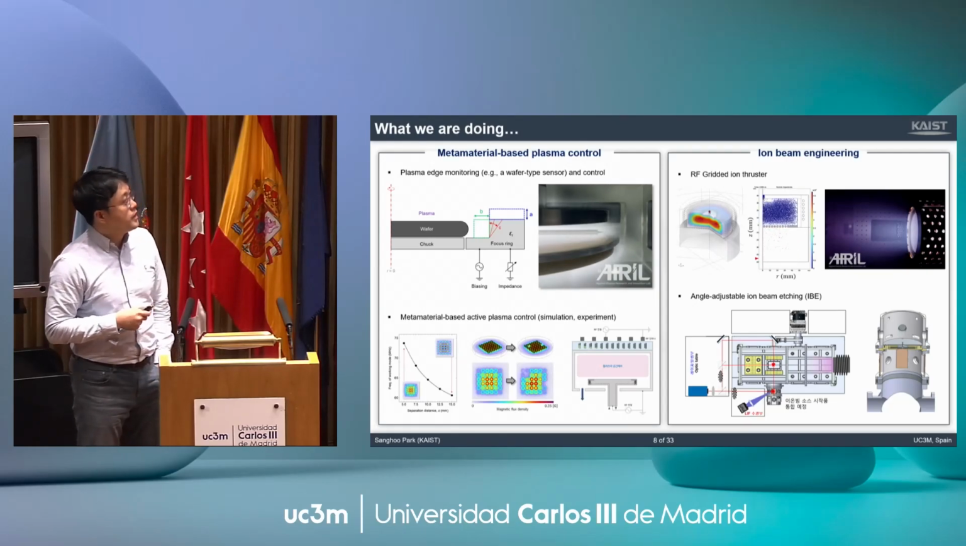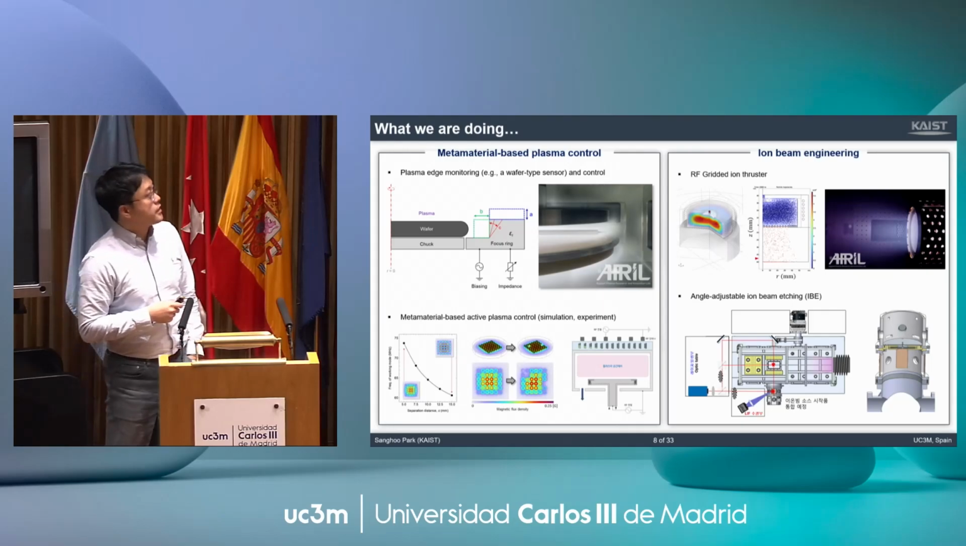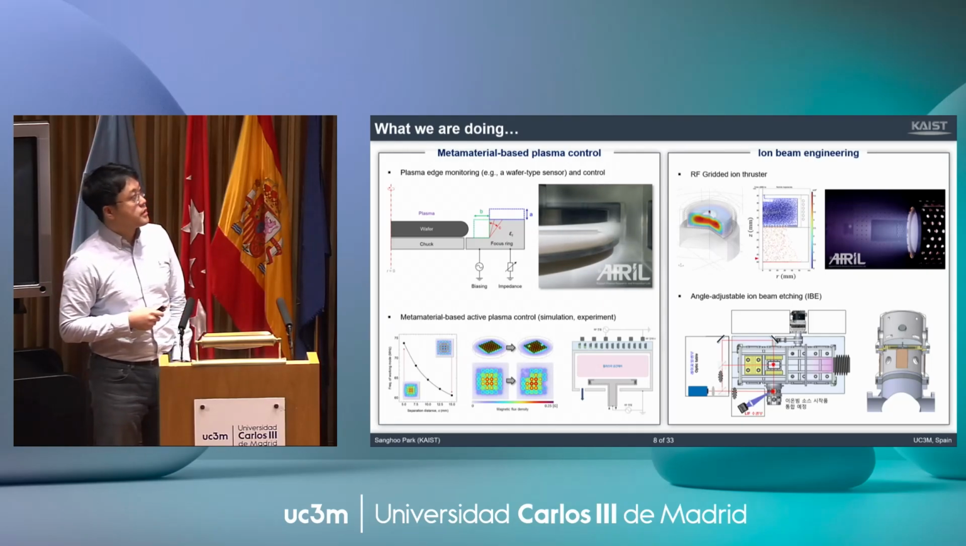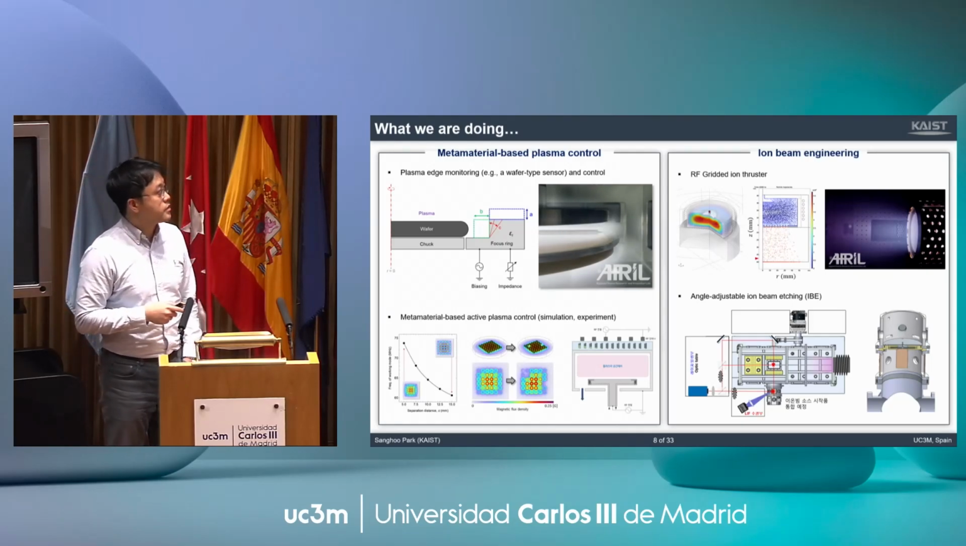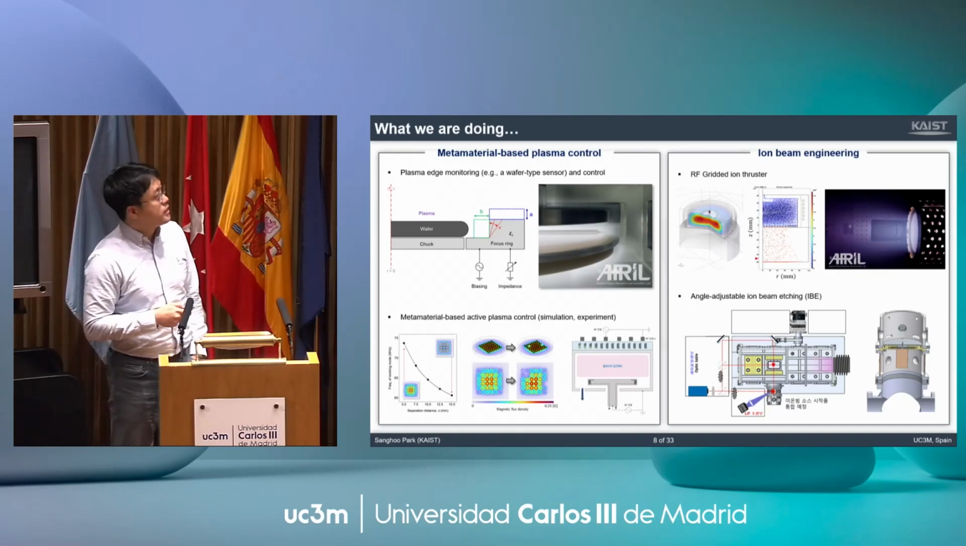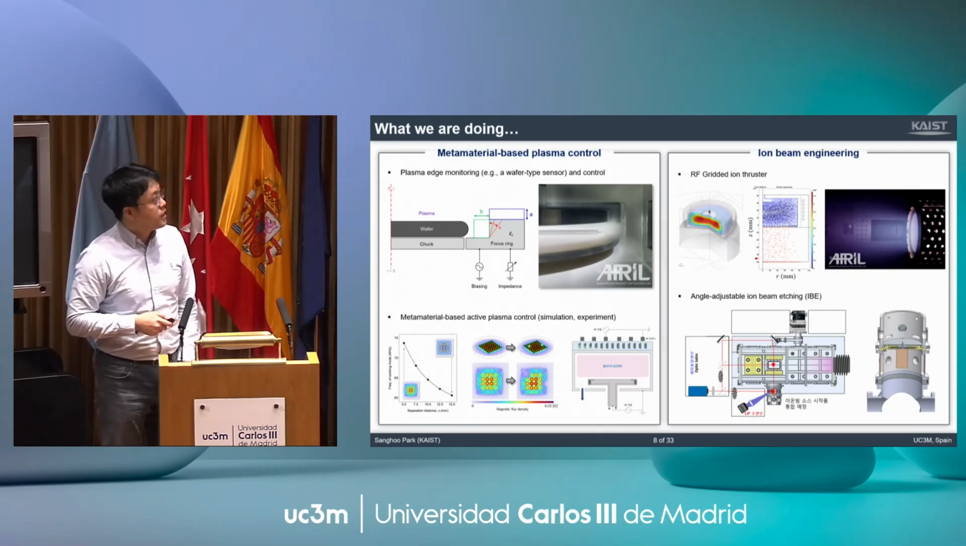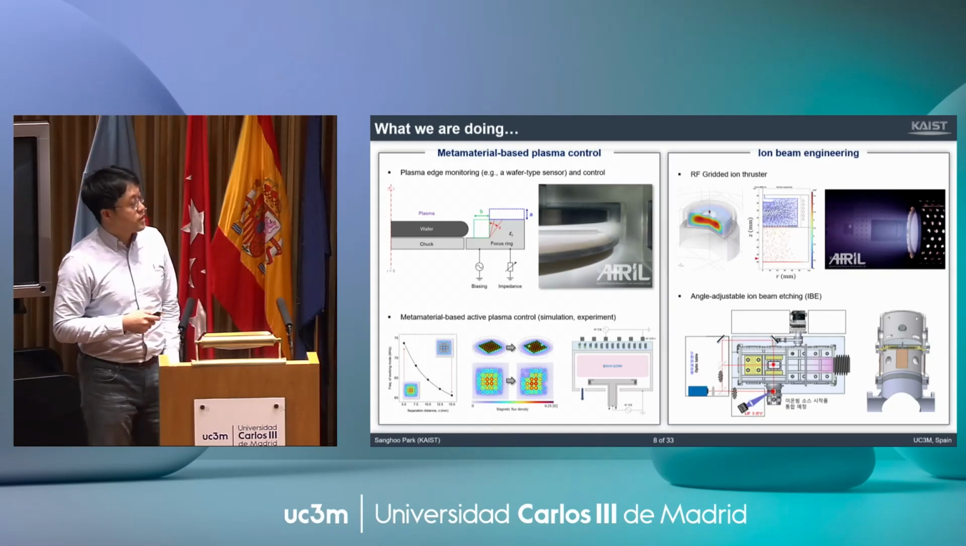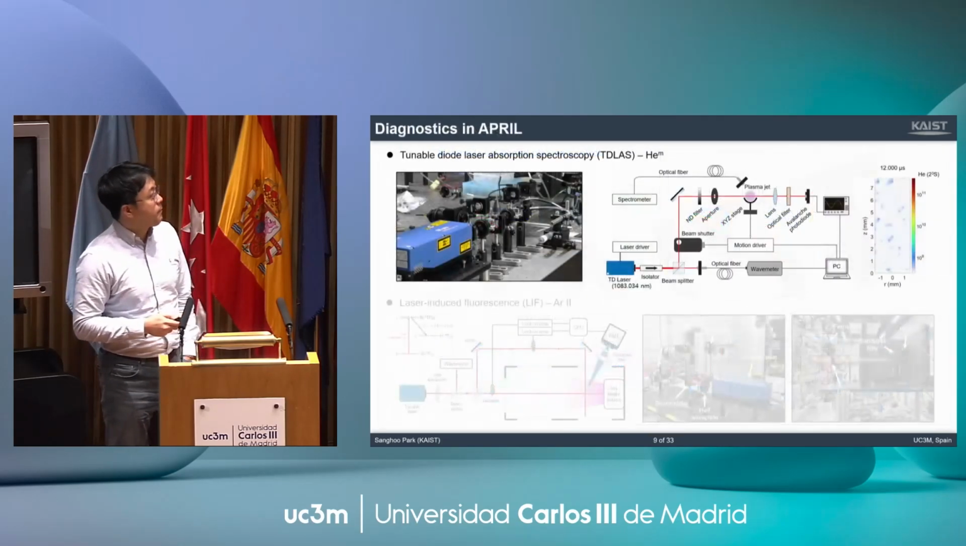And also we are interested in ion beam etching for semiconductor processing. By developing laser-induced fluorescence, we can control the ion beam with the slit grid like this. We are doing this along with the ion thruster engineers.